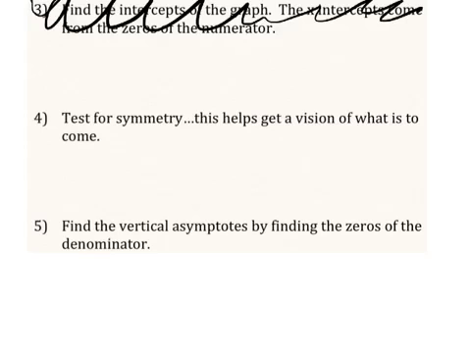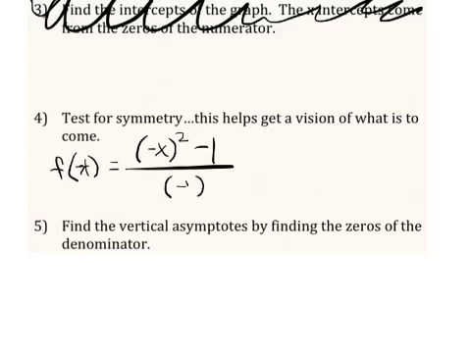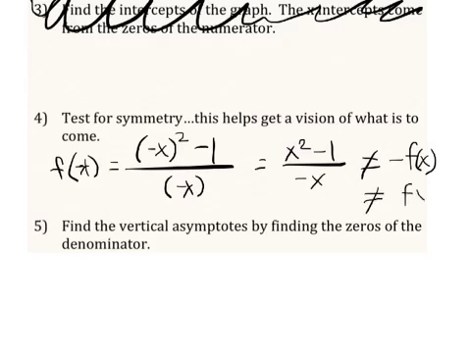So now we want to test for symmetry. So we want to say, all right, well f of negative x, and in our case that was negative x squared minus 1 over negative x. So that ends up with x squared minus 1 over negative x. So this is not negative f of x, and it is not f of x, so it's a neither. So it won't have symmetry.